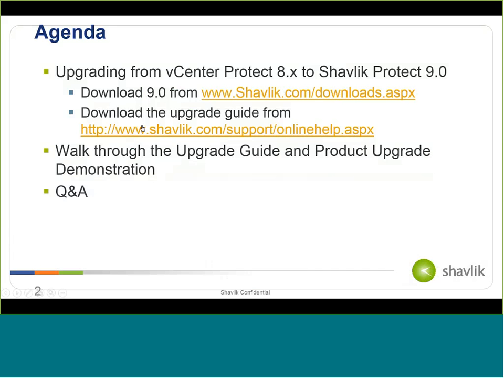We're going to go through the upgrade process. I'm actually going to do a live upgrade from 8.0.2, the VMware branded vCenter Protect product, up to the Shavlik Protect 9.0 product. And we're also going to do an upgrade from a 32-bit to a 64-bit edition, so you can see how seamless that is. We'll go through a few details there. We'll walk through the upgrade guide and a product demonstration of the upgrade, and then we'll have some time for questions and answers.